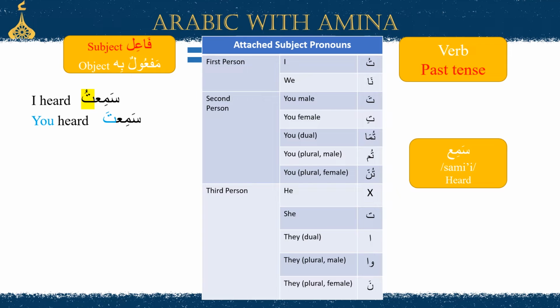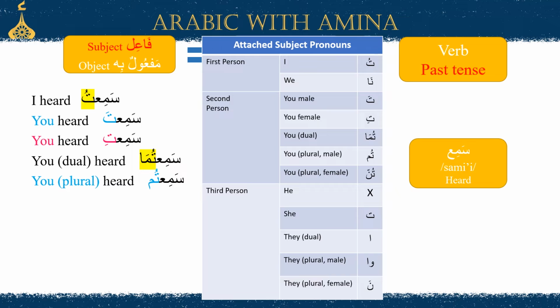Again, same thing for male and female. If it's ta with fatha, it is for male, and ta with kasra is female. So ta, male, ti, female. Sami'ti means we're talking to a female, you heard. Talking to two people, which is dual, is sami'tuma. You plural male, sami'tum. And for the you plural female, sami'tun.